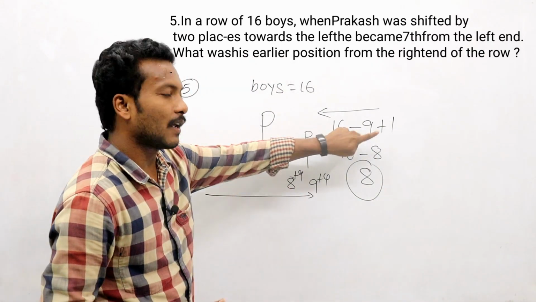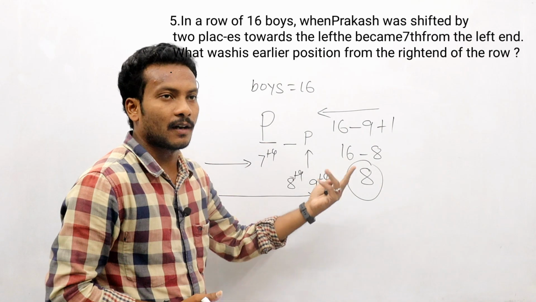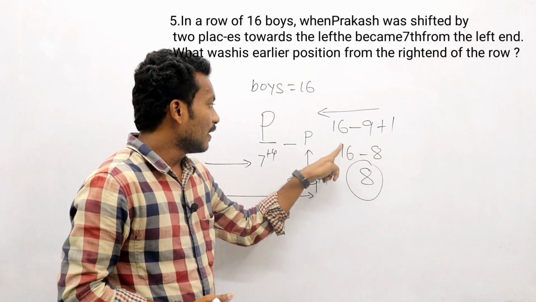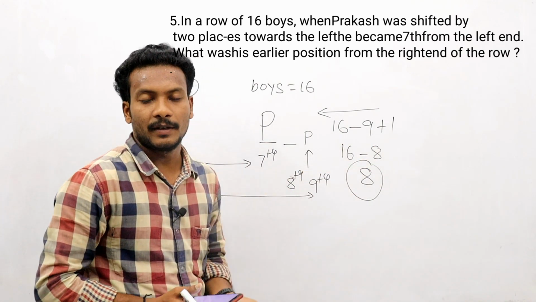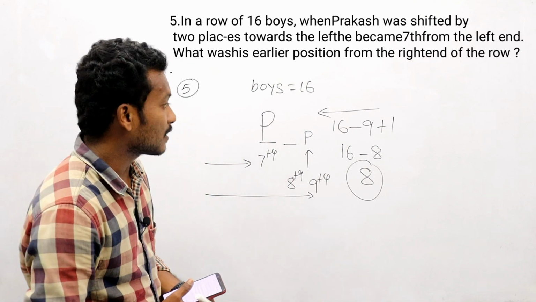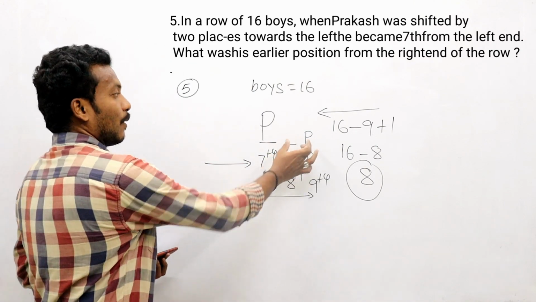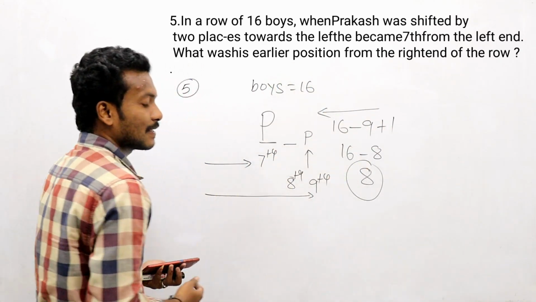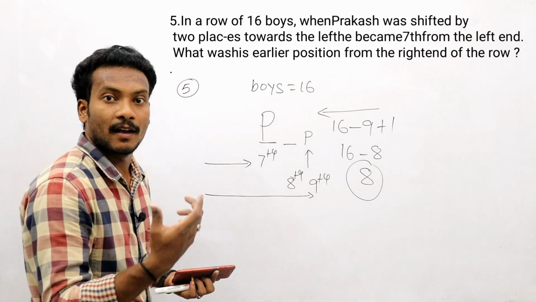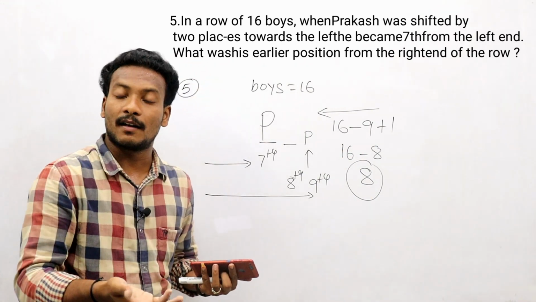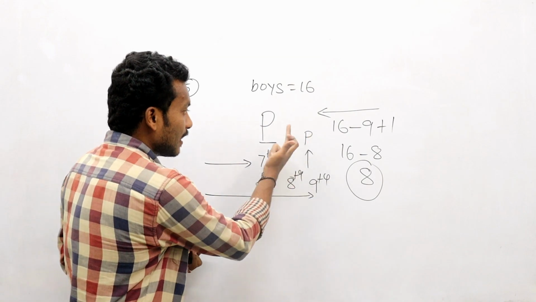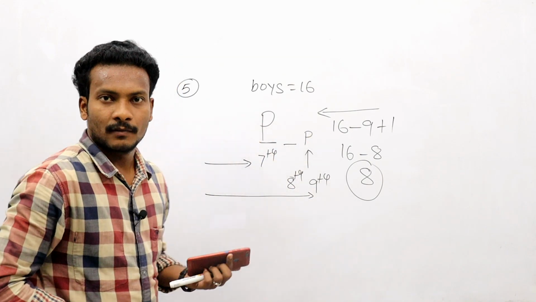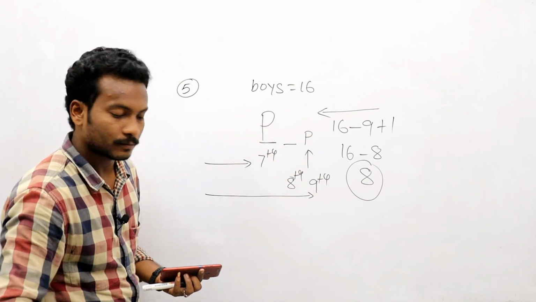16 minus 9, this one is 7, 7 plus 1, 8, or else 16 minus 8, 8. We required 8. What does the 8 mean? Now that boy from the right side occupies 8th place earlier. Whenever he is asking after the shifting, it is 8th, 9th, 10th. Okay, right.